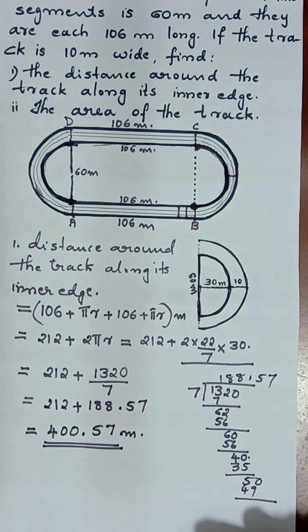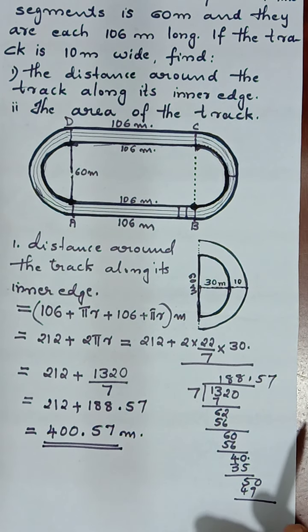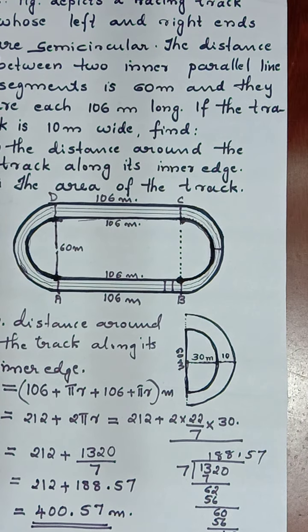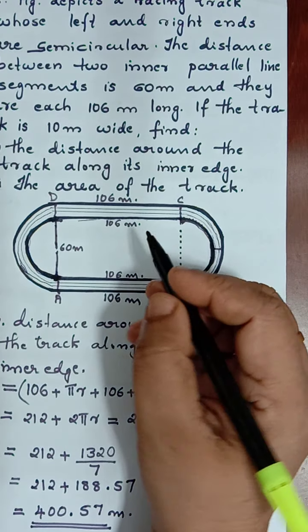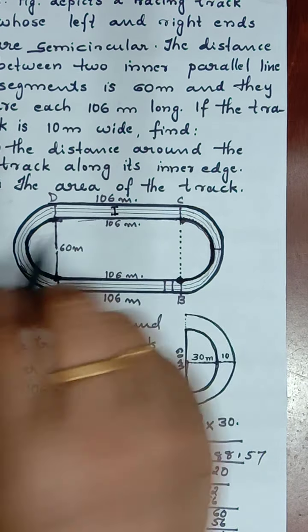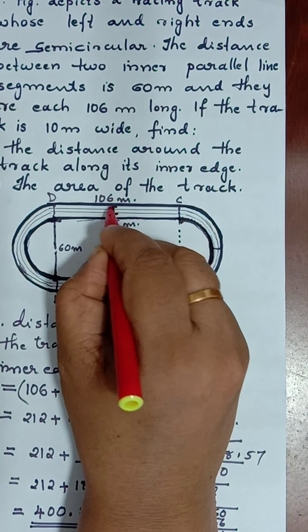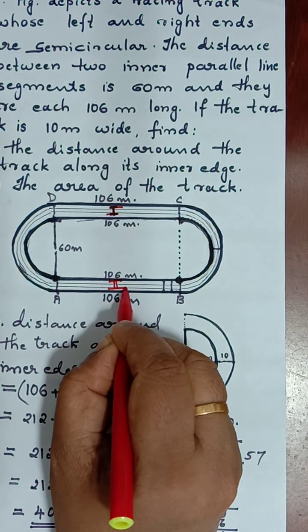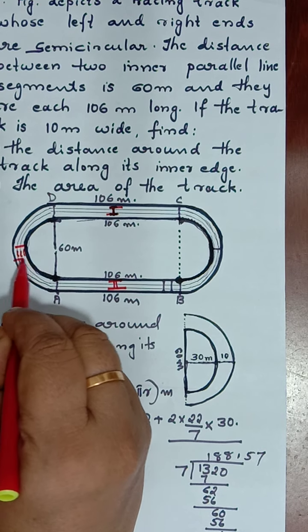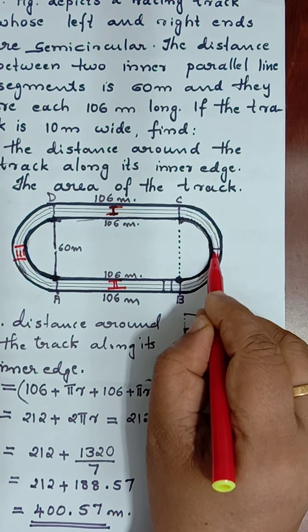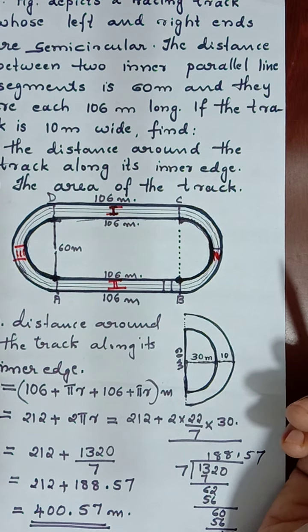400.57 meter. That is the length of the track along the inner edge. Now the area of the track is what we have to find out. So how do we get the area of the track? First, look at the figure. Let us consider it in parts. This is part 1, this is part 2, this part 3 is a semicircular area, and this part is 4. So we have areas 1, 2, 3, 4.